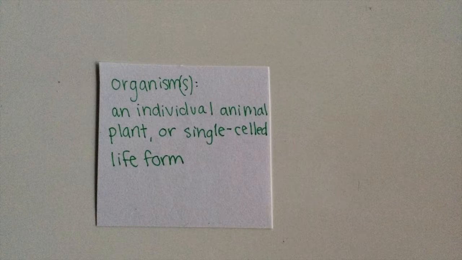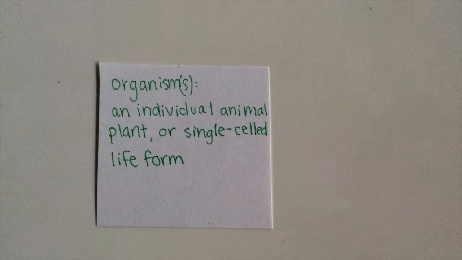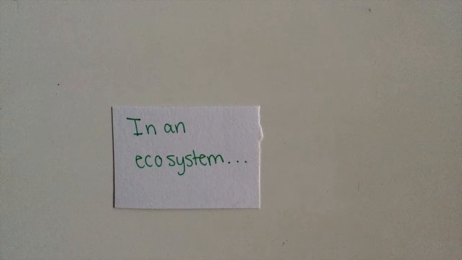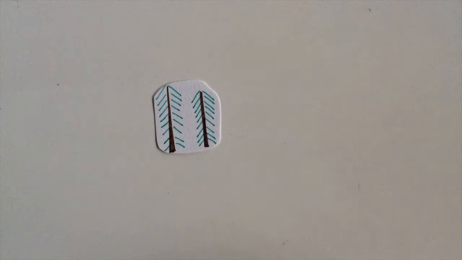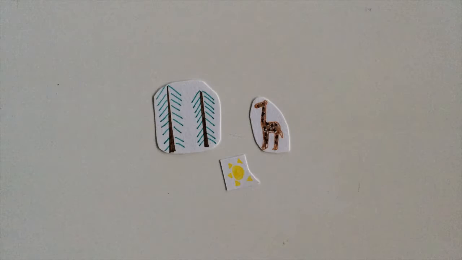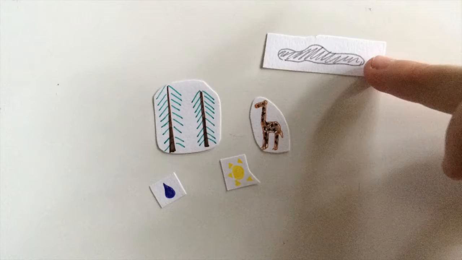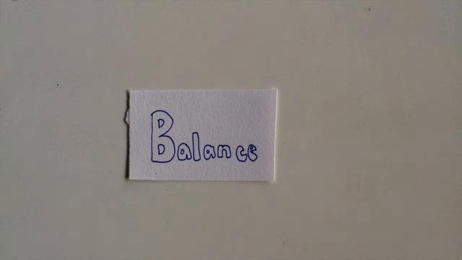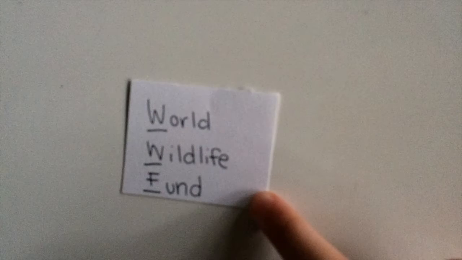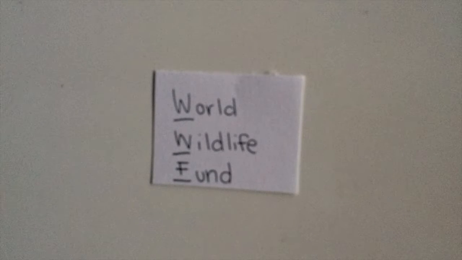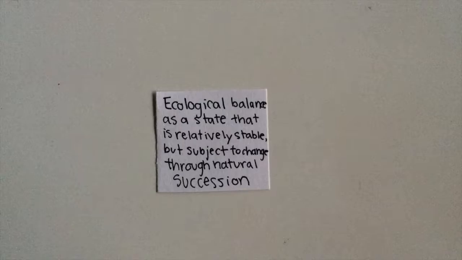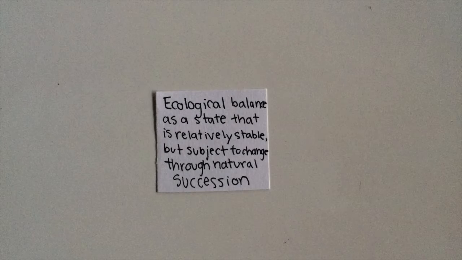Organisms are an individual animal, plant, or single-celled life form. In an ecosystem, living things such as plants and animals, and non-living things such as sunlight, water, and climate have a complex relationship. This relationship creates a balance. Our friends at the World Wildlife Fund explain ecological balance as a state that is relatively stable but subject to gradual change through natural succession.